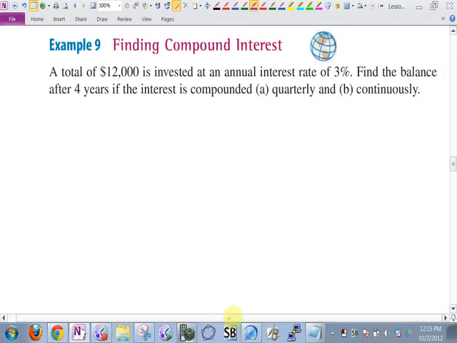Alrighty. Let's invest $12,000 at an annual interest rate of 3%. How much money will I have after 4 years if I compound the investment quarterly? And let's also compare that to how much money I would have if I compound the investment continuously.